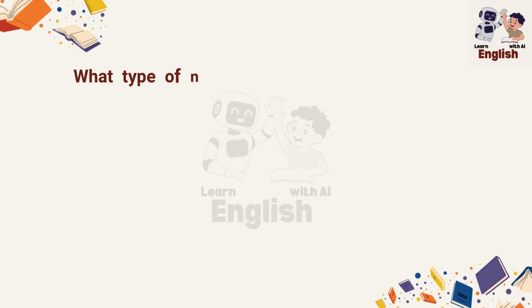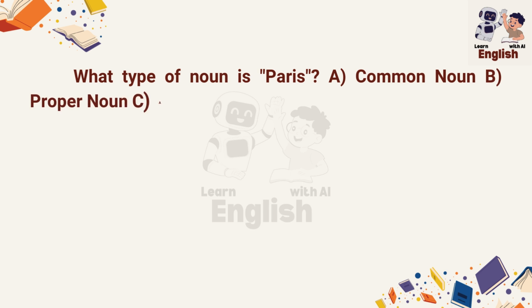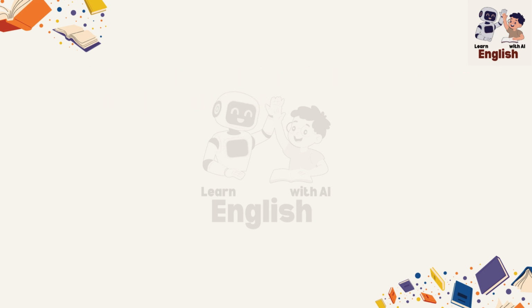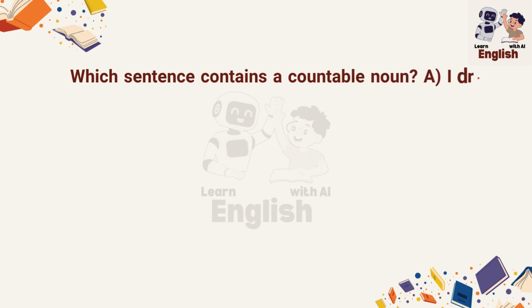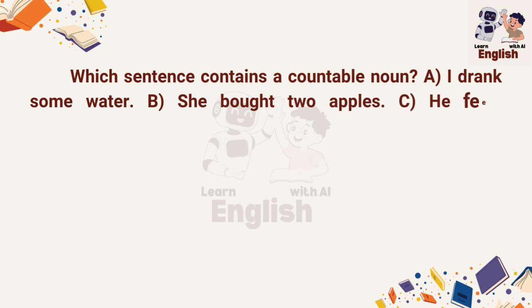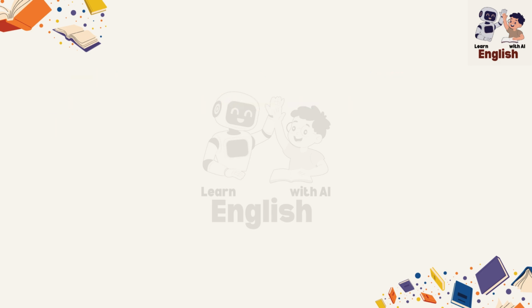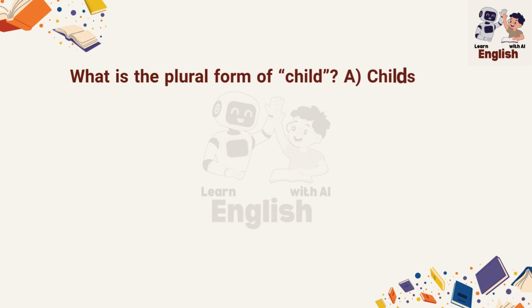1. What type of noun is Paris? A. Common noun. B. Proper noun. C. Abstract noun. 2. Which sentence contains a countable noun? A. I drink some water. B. She bought 2 apples. C. He feels happiness. 3. What is the plural form of child? A. Childs. B. Childes. C. Children.